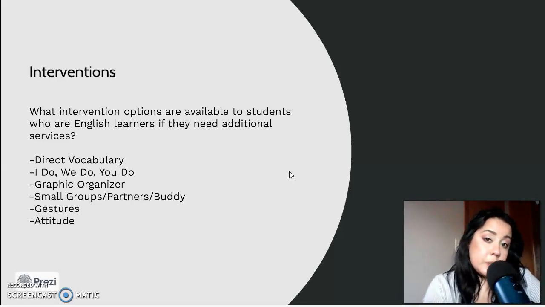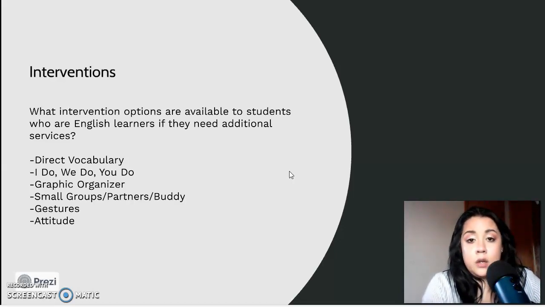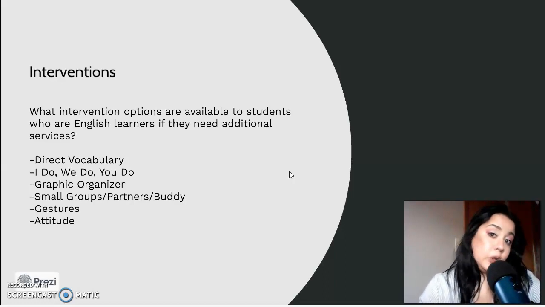Small groups, partners, or buddies, working in groups, specifically a buddy who may speak the student's first language would be very beneficial to that student if that is possible in the classroom. Having a buddy, but making sure that all students, groups, and partners are responsible, well organized, and able to help without impacting their own learning as well.